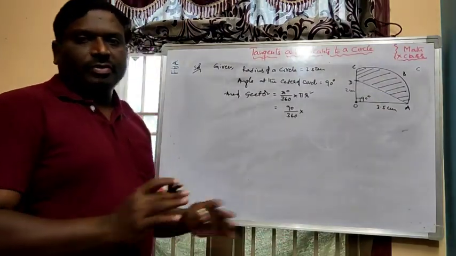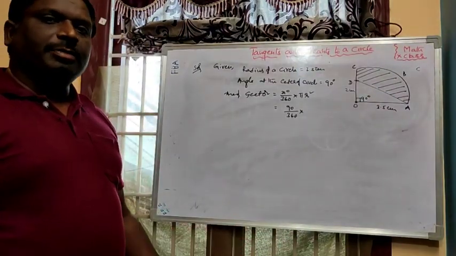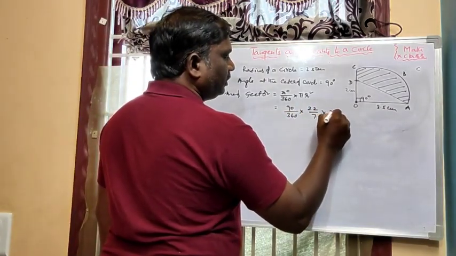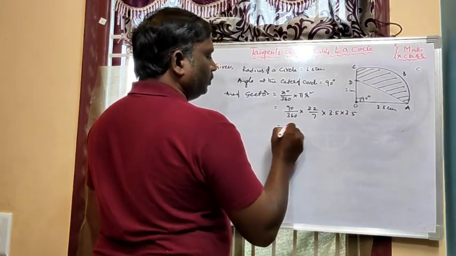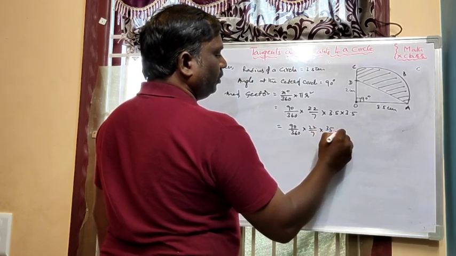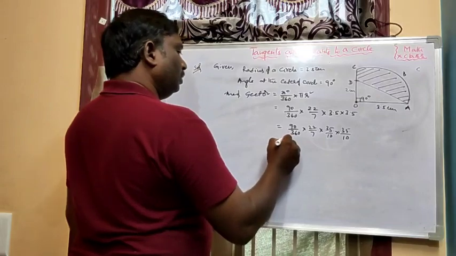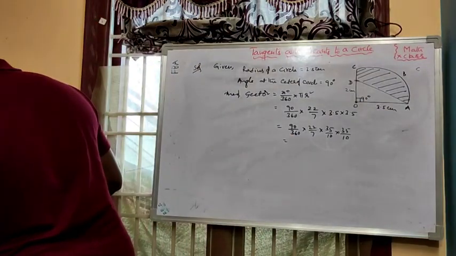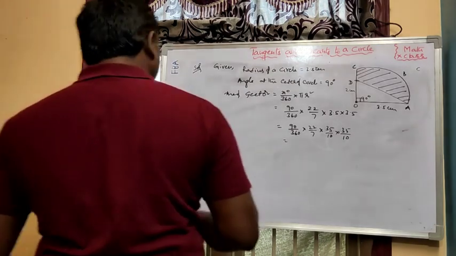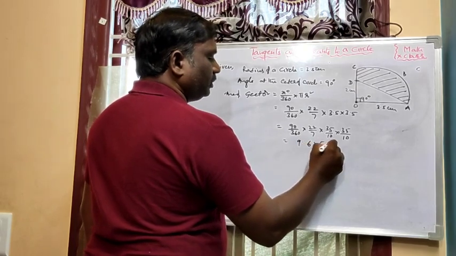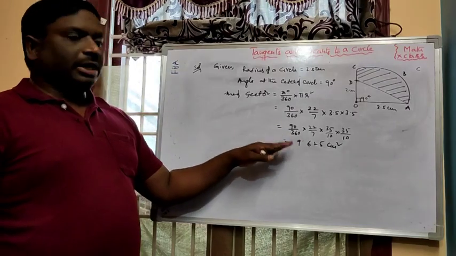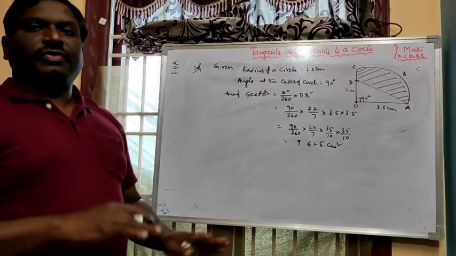So see, different questions, different values they are asking. Sometimes 3.14, sometimes 22/7. Here they are asking 22/7. Radius is 3.5 into 3.5. So 90 by 360 into 22/7 into 35/10 into 35/10. If you do the simplification, the area of sector is 9.625 centimeter square. I'm not doing the calculation part here, I'm giving the calculation part for you only.